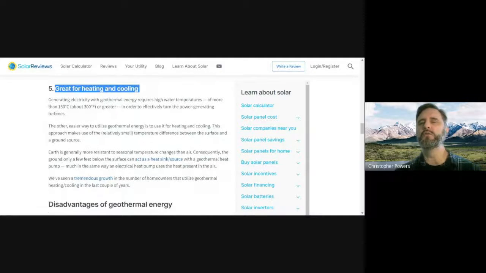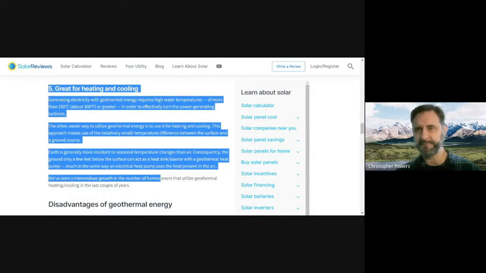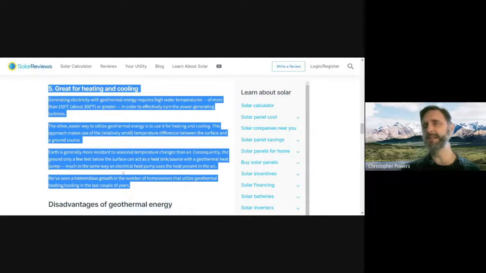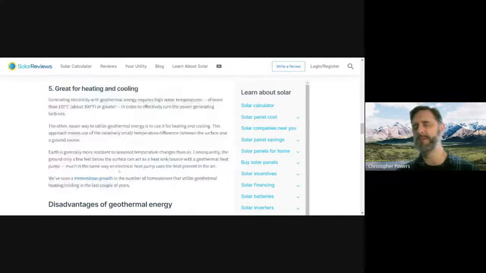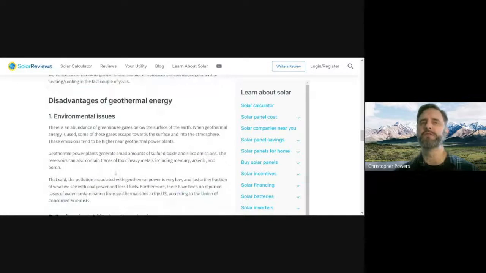Great for heating and cooling. You can see here it has a heat sink and source. Yeah, I'm not going to go into that too much. That's for your perusing in the link from Virtual SE.